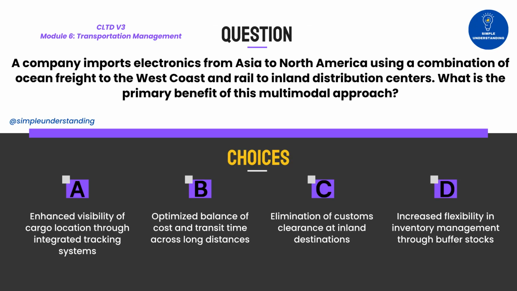Question 6. A company imports electronics from Asia to North America using a combination of ocean freight to the West Coast and rail to inland distribution centers. What is the primary benefit of this multimodal approach?